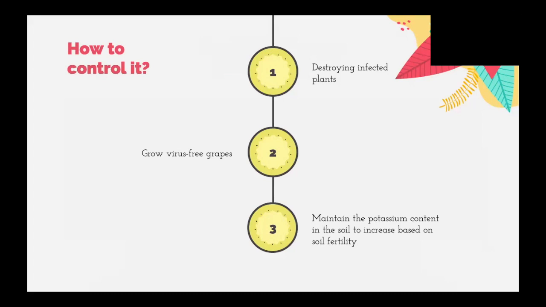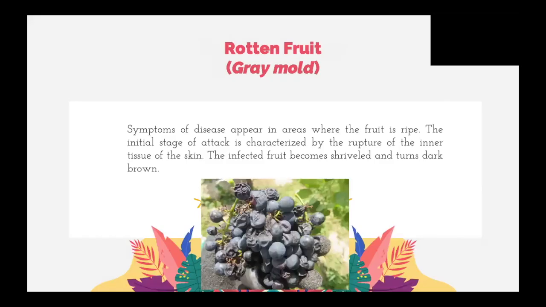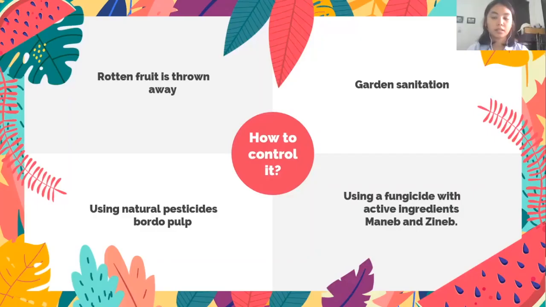Next is the symptom of rotten fruit disease. Symptoms appear in the area where the fruit is ripe. The initial stage of attack is characterized by the rupture of the inner tissue of the skin. The infected fruit becomes shriveled and turns dark brown. Next, to control the rotten fruit, we can throw away the rotten fruit, or we can do garden sanitation using natural pesticides and using a fungicide with active ingredients maneb and zineb.